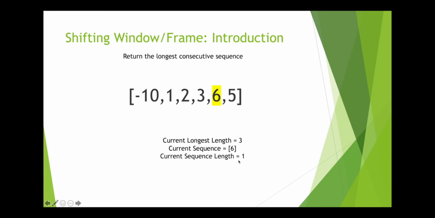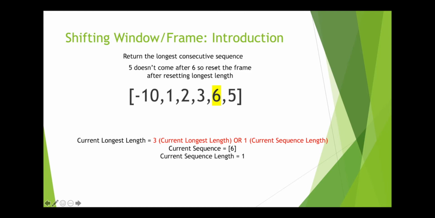So our current sequence length is now 1, so we also reset this every time we start a new sequence. And our current sequence is now 6. And then 5 doesn't come after 6, so we're going to reset the frame. And notice that we're going to do this comparison again. So we want to do this at every step. The reason why we want to do this at every step as we're resetting our window is because we want to make sure that we're storing the longest window length every time we get a new window.